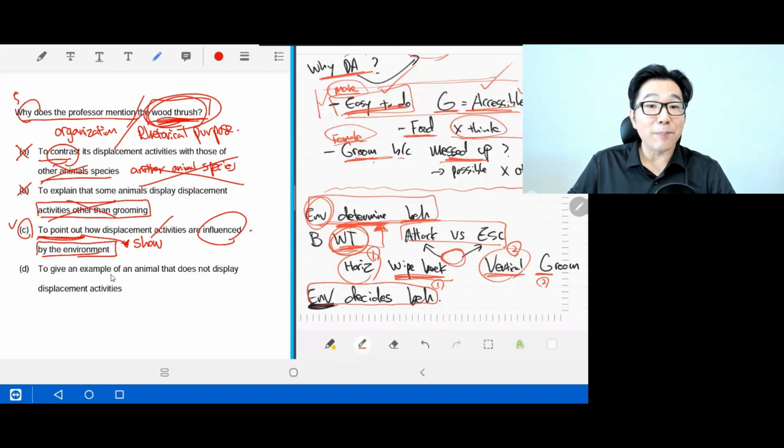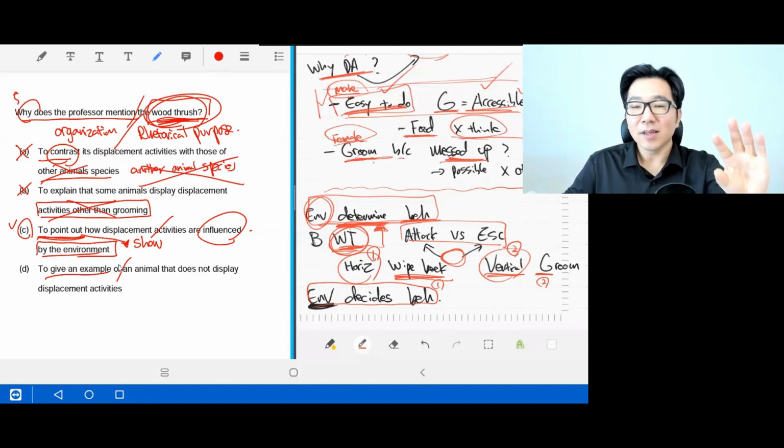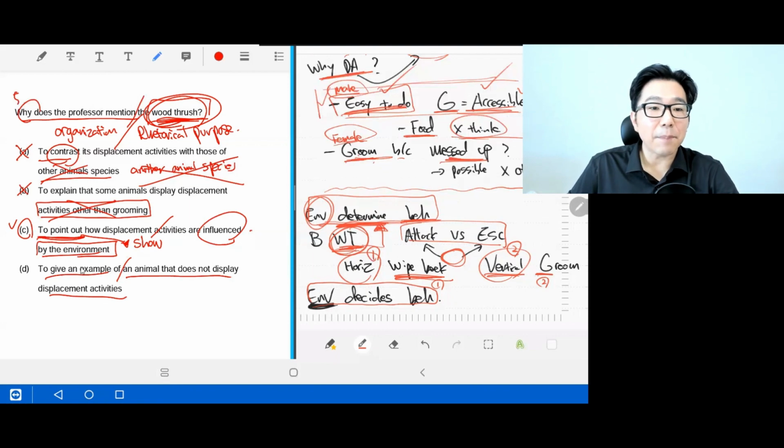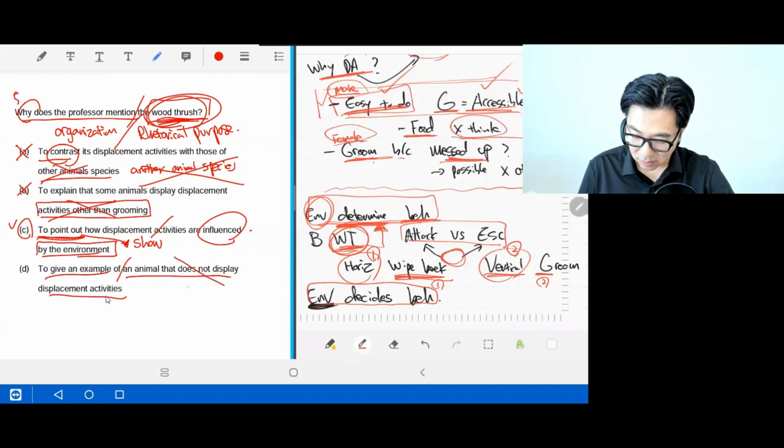D, to give an example. Wow. So, ETS really tries to confuse you, because wood thrush is used as an example for sure. So if you are not patient, if you did not completely understand, you may jump, but you've got to read the rest of the sentence. Okay. So wood thrush is used as an example of an animal that does not display displacement activity. So this is totally wrong.